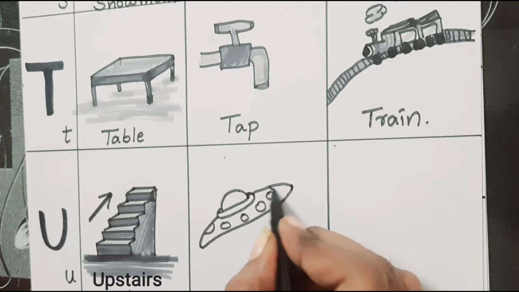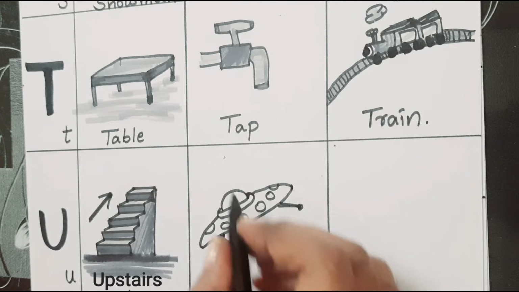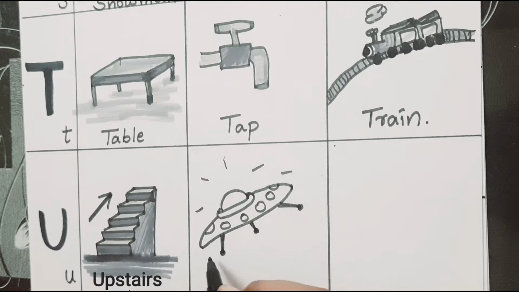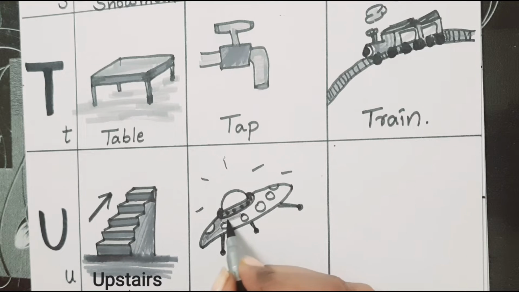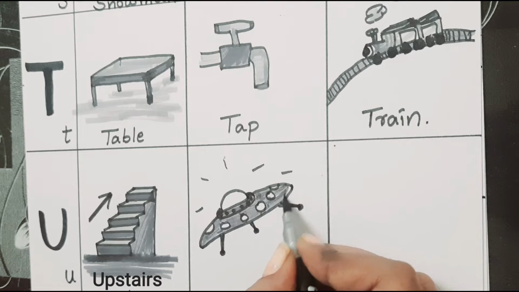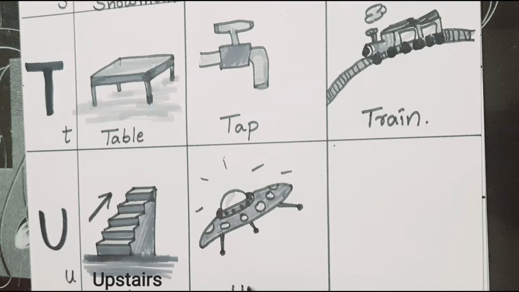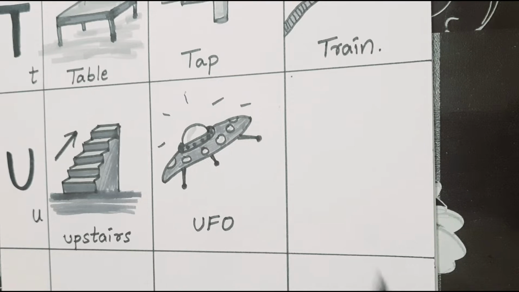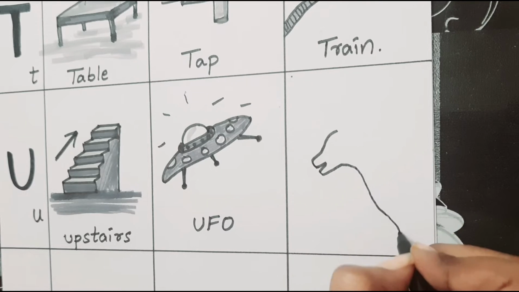And the next one, UFO. Have you written the spelling upstairs? U-P-S-T-A-I-R-S, upstairs. And next is UFO.